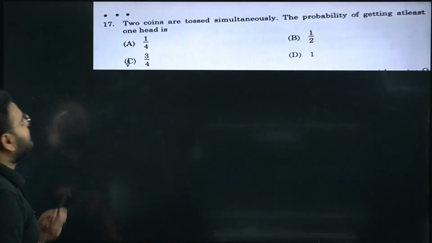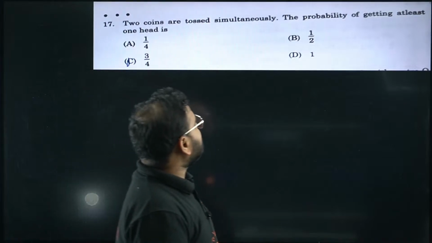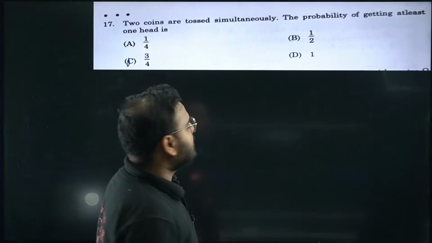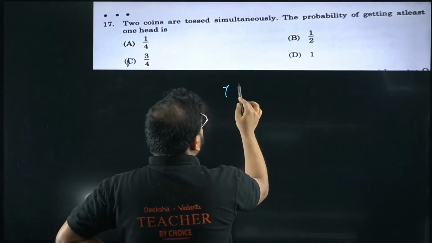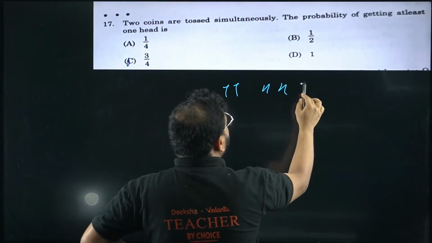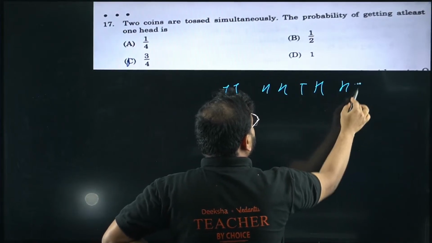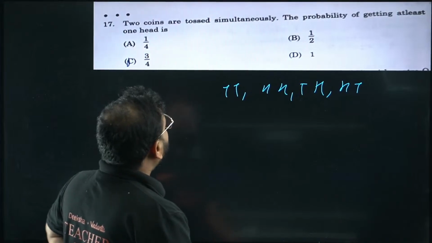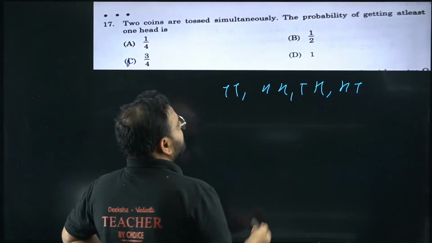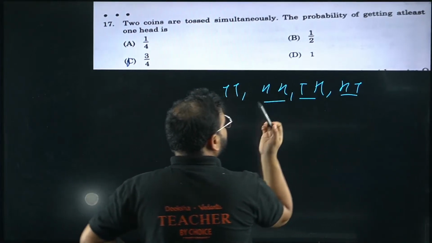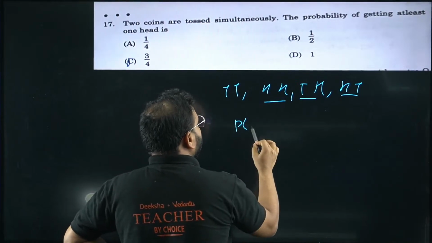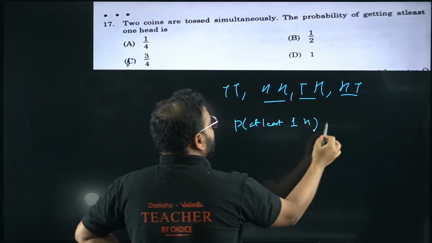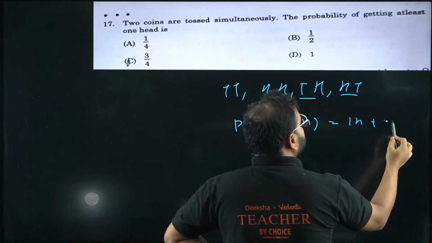So 17th now. Two coins are tossed simultaneously. The probability of getting at least one head. Two coins are tossed. Please check your outcomes. You get here tails, tails; head, head; tail, head; and head, tail. Right? These are 4 outcomes that you have. Okay. We're looking for at least one head. Means one head and two heads.